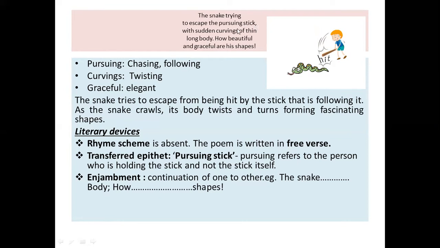And now one thing you can also notice here, this line starts from here. It takes a pause here and then it ends here. So it is continuity of one line from first to the fourth line. So this is called enjambment.